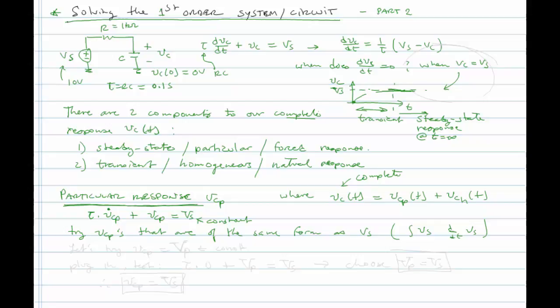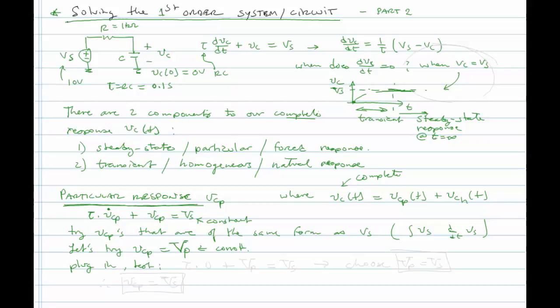So in this case, Vs is a constant. We're going to just have Vs equal to 10 volts. So let's try Vc of p equal to some constant, we'll just call it Vp, a constant. And we'll plug it in. So plug in and test it.